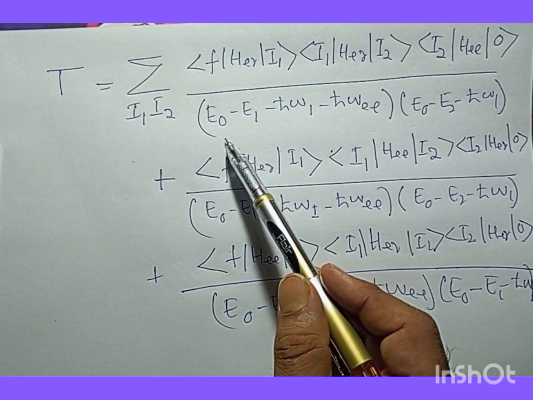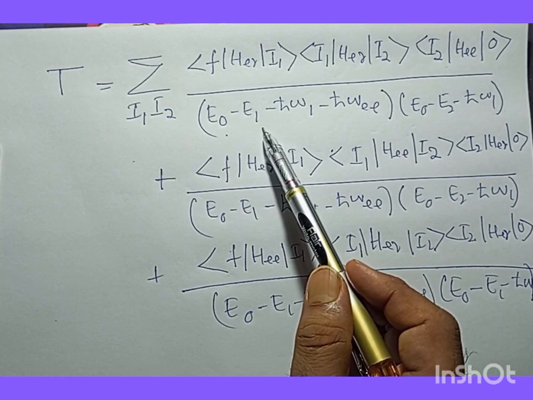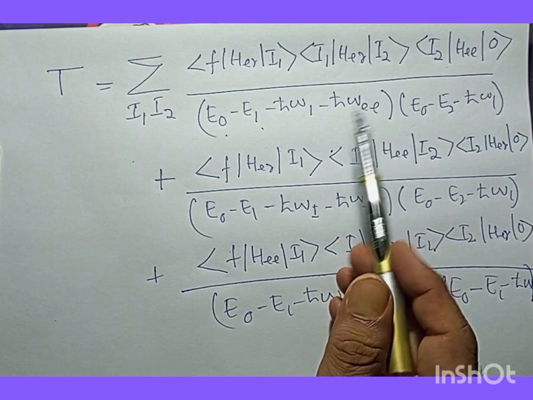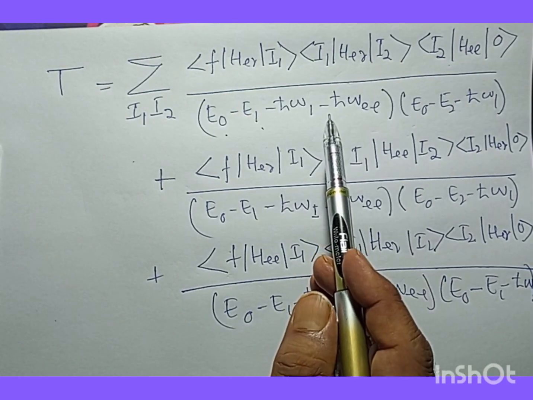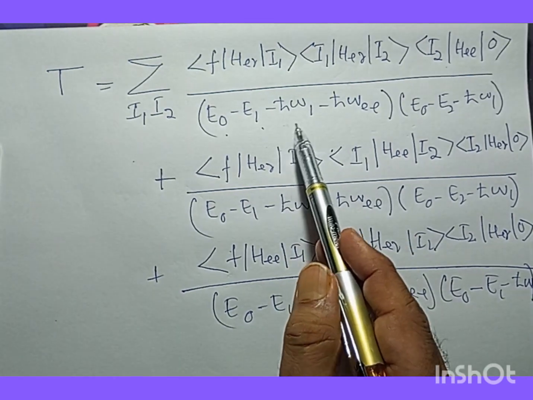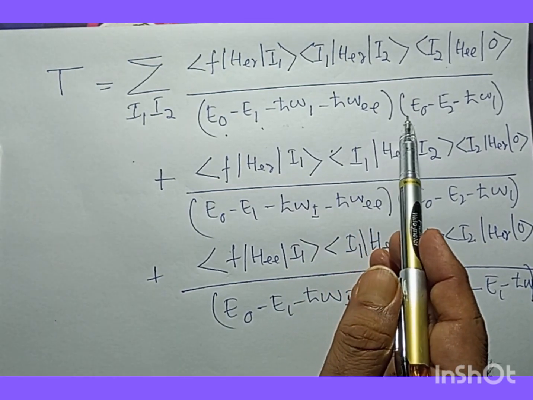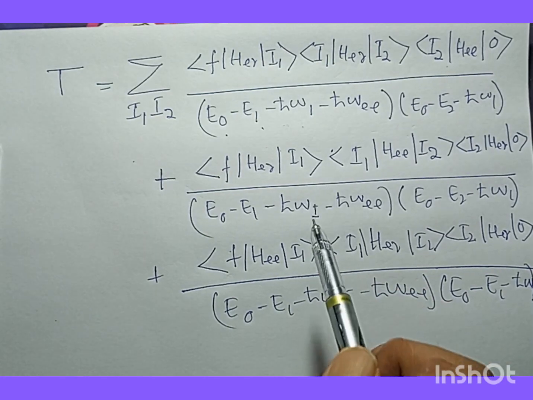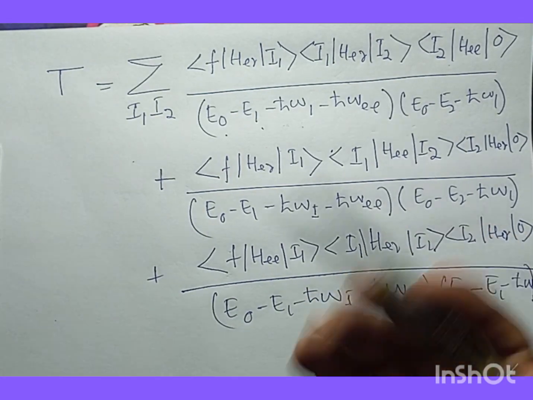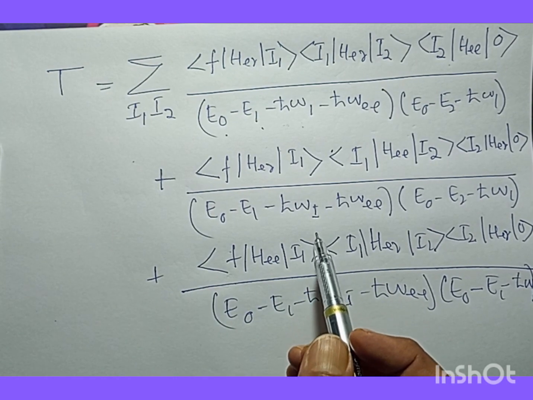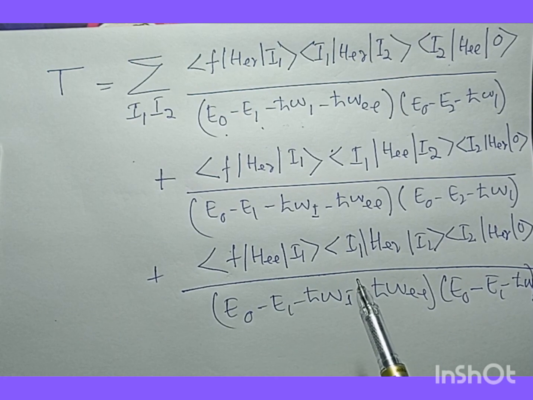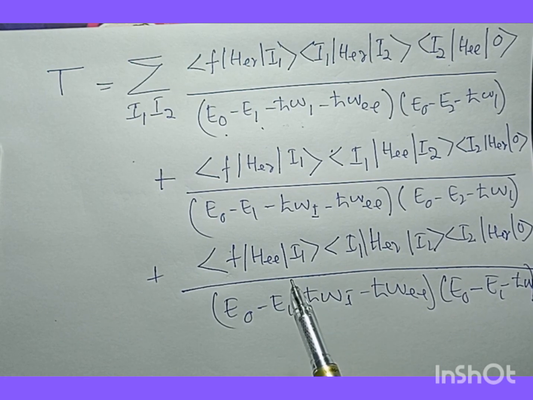And these E naughts, like E naught, E1, and E2, are the energies of the initial and two intermediate states, and this H cross omega I and H cross omega EE are the energies of the incident light wave and the excitations involved in the process. So this is the T matrix for this kind of interaction.